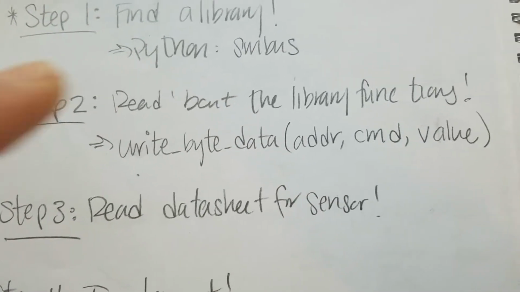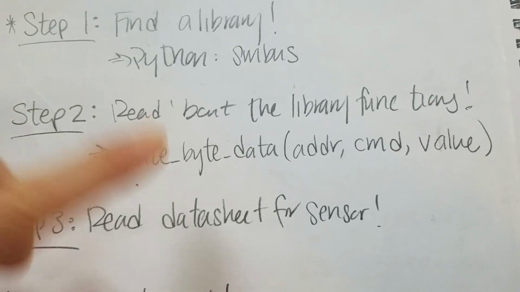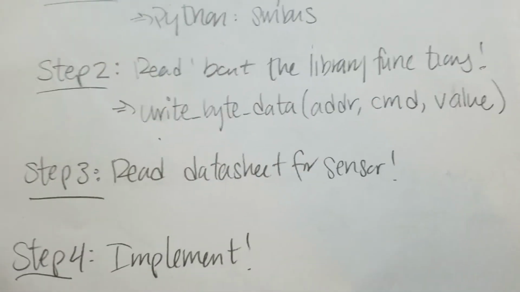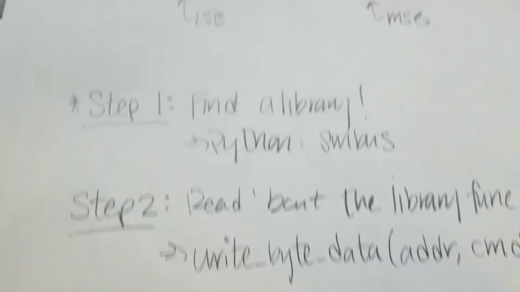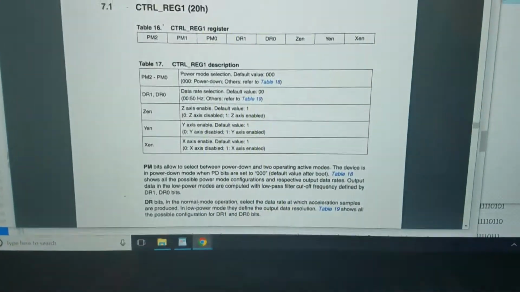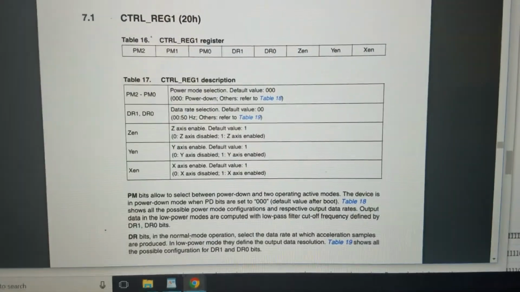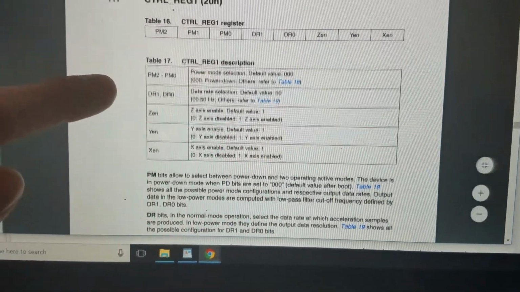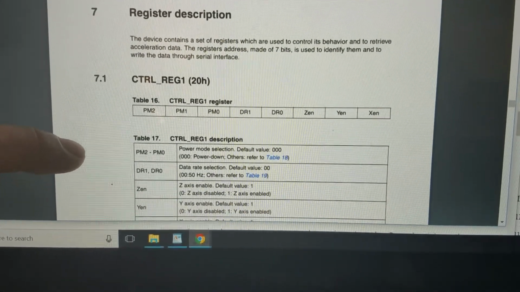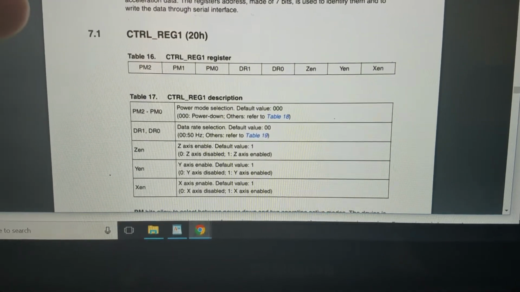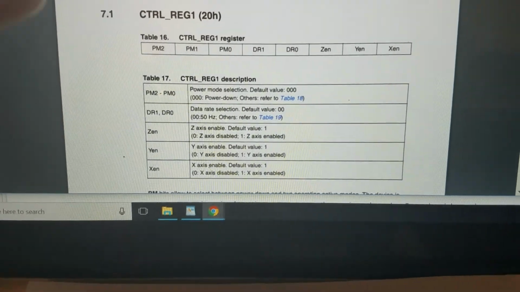Okay, so now what do you actually do with this function now that you have it? Well, now we have to go and look at the data sheet for the sensor. So, I'm going to swoop up to my computer, wait for it to register. In the data sheet, you would find basically where it tells you how to talk to the sensor. So these are essentially the different commands that you can give to your sensor.